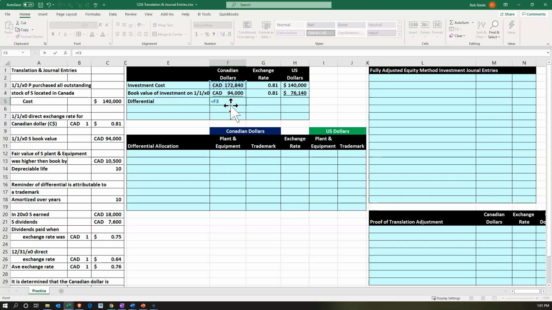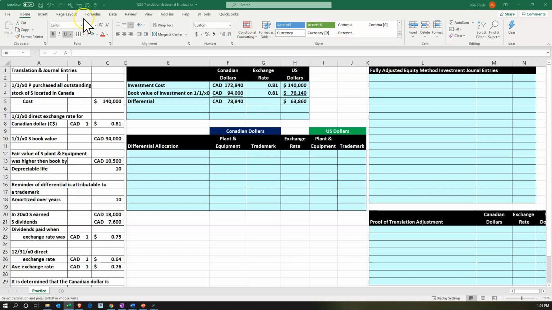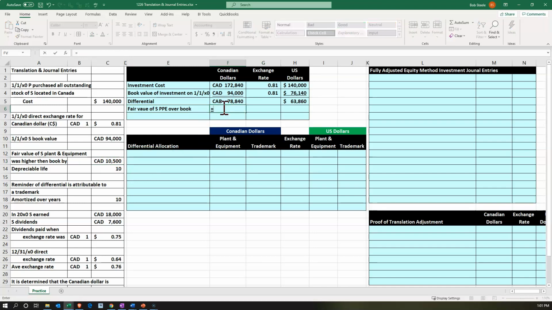So we're going to take the 172,840 minus the 94,000 on the Canadian side of things, and then the 140 minus the 76,140 on the US dollar side of things. And then we're going to break that out between the two components which we allocated the differential to, one being the fixed assets. So we said the fixed assets had a fair value that was greater by the 10,500 Canadian dollars. So I'm going to put that on the Canadian dollar side of things.